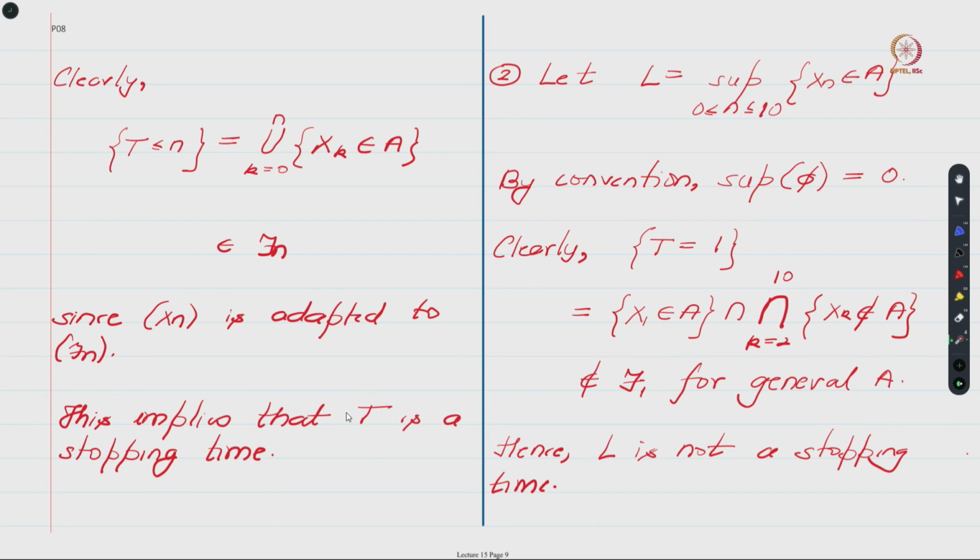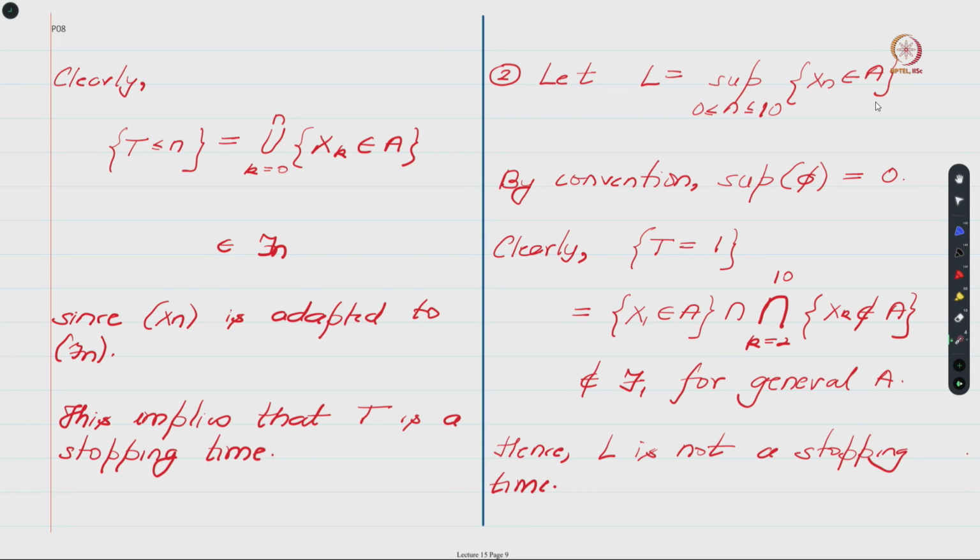Is that okay? So I have now given you a very simple example of a stopping time. Let us now look at an example of something that is not a stopping time. Here is that example. Let L be the random variable defined in the following way. It is the supremum of n within the indices 0 to 10 such that X_n belongs to A. So this says, what is the last time that X_n was in A.